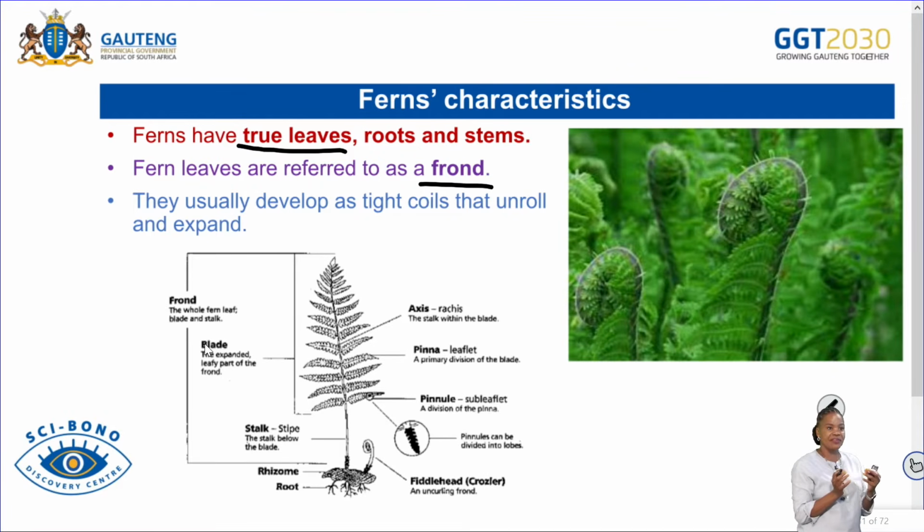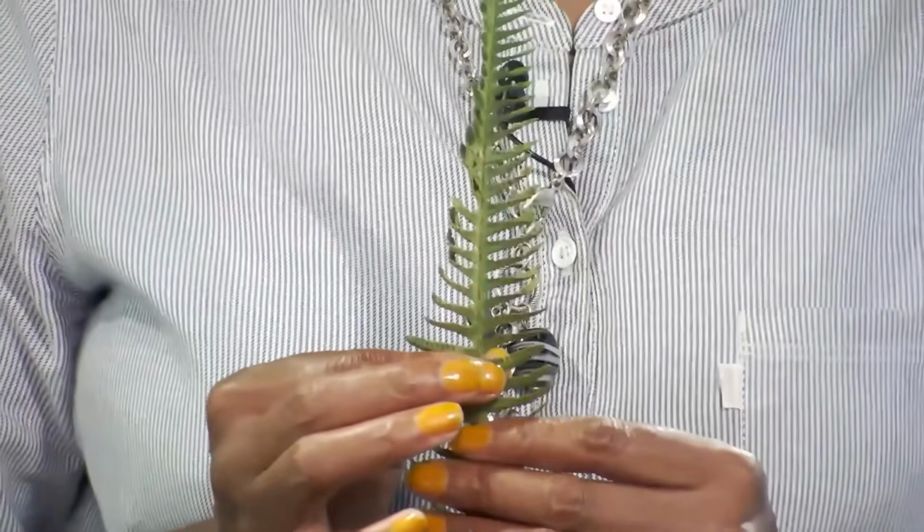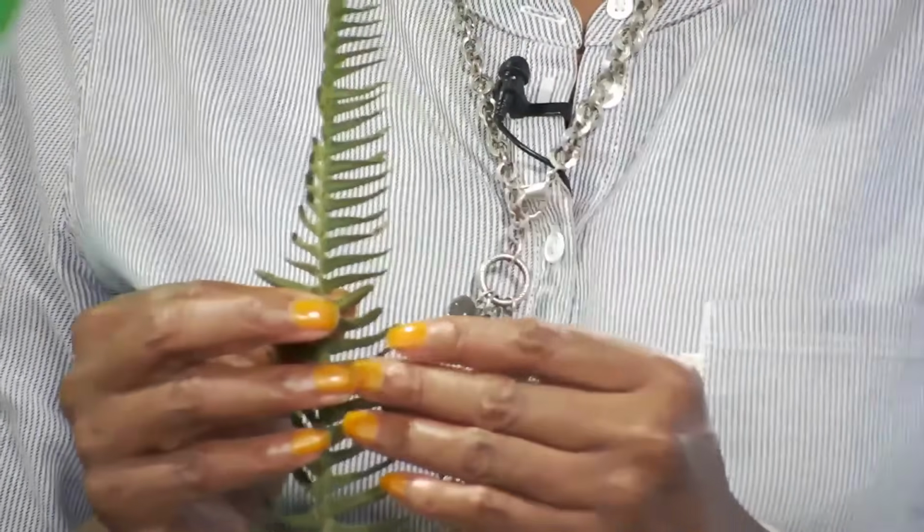So when we talk of the fern leaves, we are simply talking about what? Fronds. They usually develop as tight coils, and then they start to unroll and expand as they grow. So let me quickly show you an example of the leaves of the fern. So this is how the leaves of the ferns look.